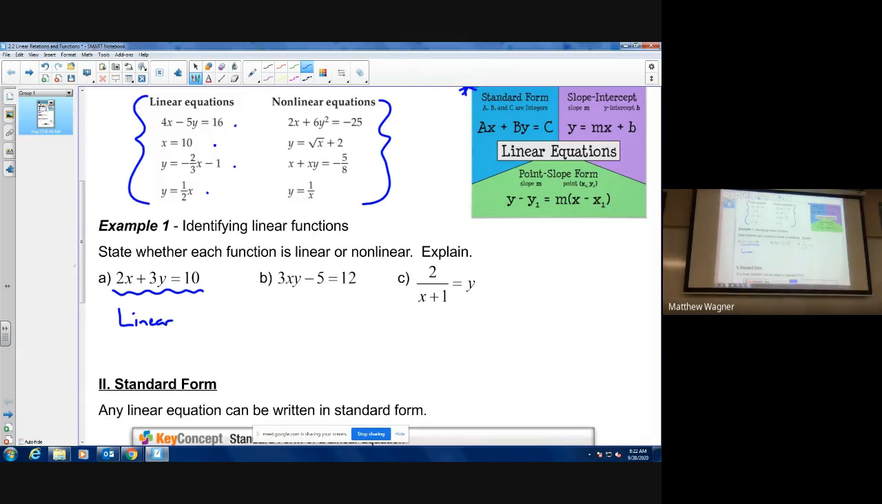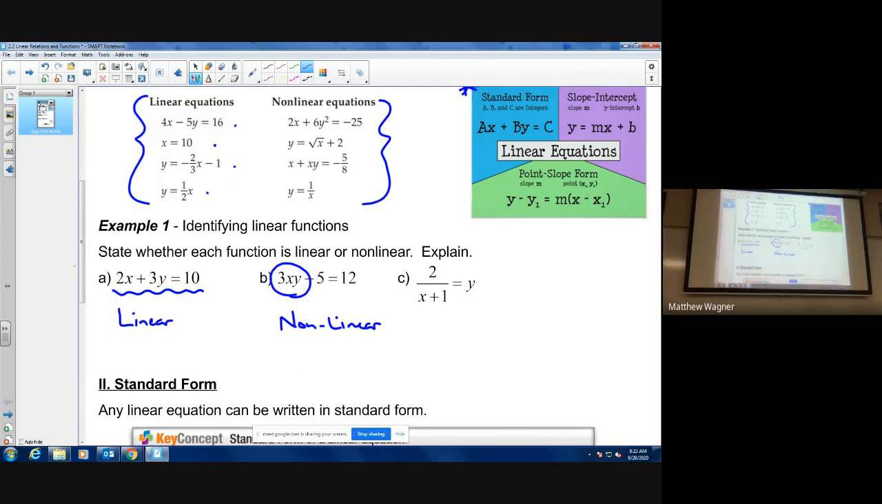Okay. Looking at B, hopefully you're seeing a product of two variables. Whenever you see a product of two variables, this is going to be a non-linear function. All right. If it's not in standard, slope-intercept, or point-slope form, it is not going to be a line.